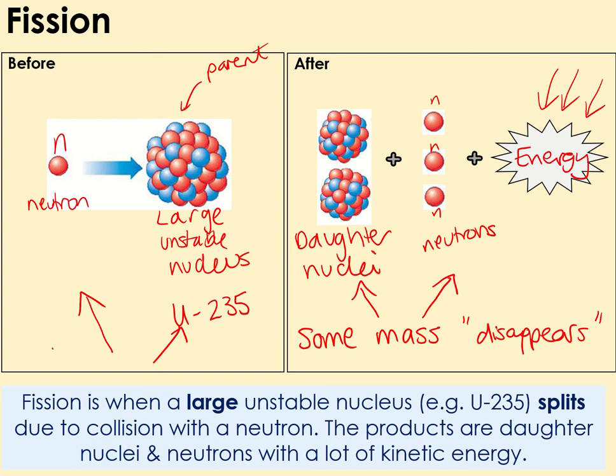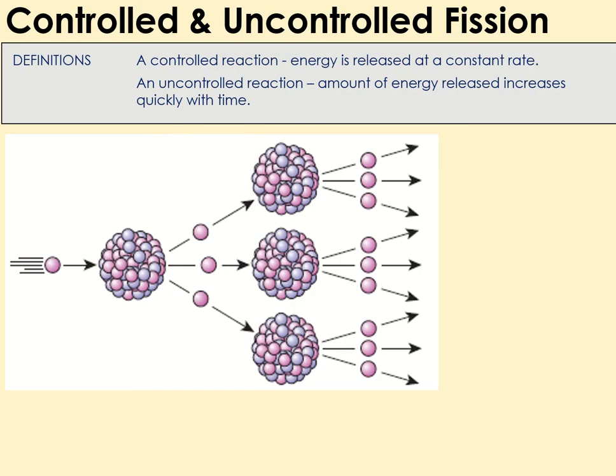So what we are going to do next is look at when fission is useful. Okay, how can we use it usefully? There are two main uses of fission. One is a use of controlled fission. One is a use of uncontrolled fission. By controlled, we mean the amount of energy released stays roughly constant. By uncontrolled, we mean the amount of energy released rapidly increases over time. So what I'm going to do first is talk to you about uncontrolled fission, the second example here.